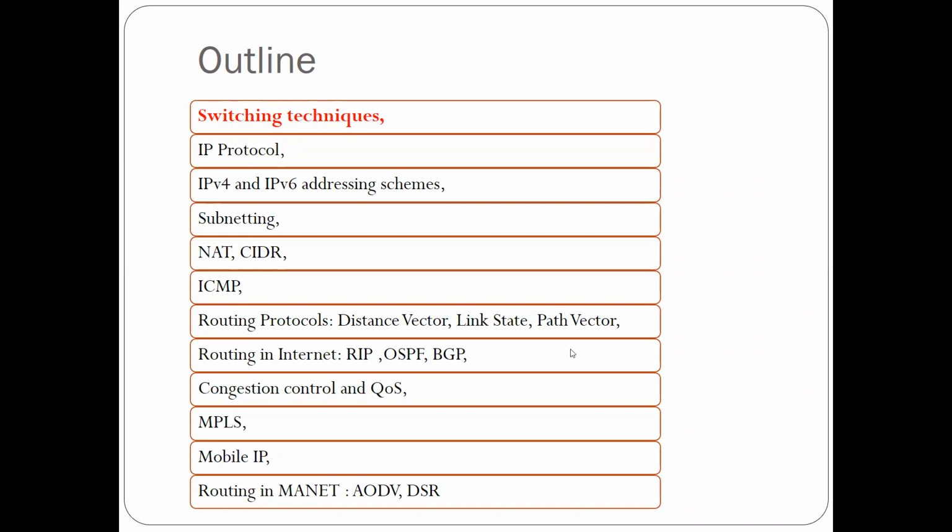Then mobile IP, and routing in MANET, mobile ad hoc network. MANET stands for mobile ad hoc network, and a lot of research is going on in MANET. Many researchers are working in this field also. That is AODV and DSR. AODV is one protocol, and DSR is another protocol. How these protocols work, everything we will see later on.